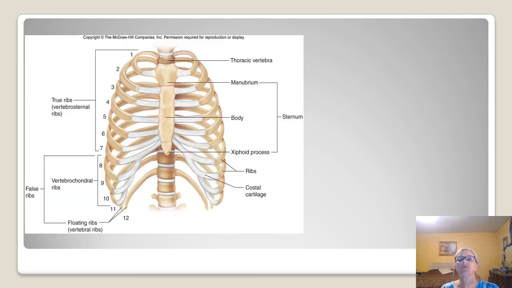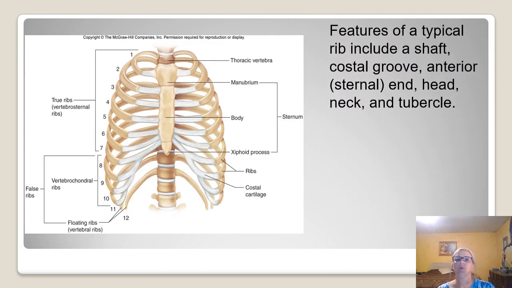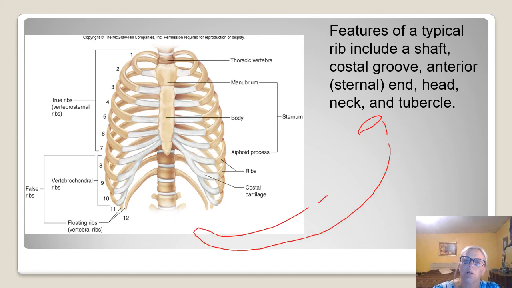So we do have some features of a typical rib that you need to know. A rib does have a shaft, and I'm going to do a poor job of drawing this, but let's draw a typical rib. Okay, it looks more like a banana than a rib. All right, so you have a shaft, a costal groove, and we'll identify these in lab, an anterior or sternal end, head, neck, and tubercle, okay?